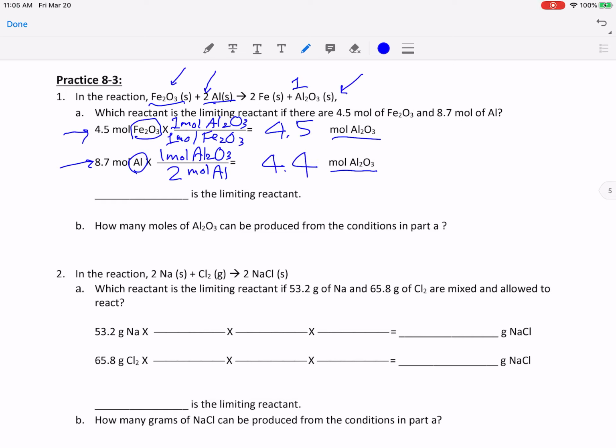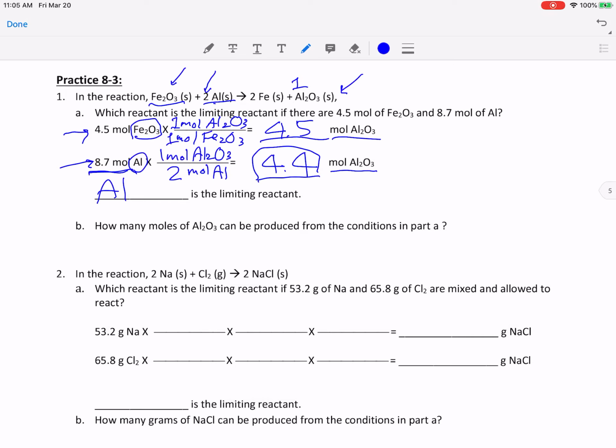So which one is the limiting reactant? You compare these two and pick the smaller one. The one producing the smaller amount is aluminum, actually. So even though the molar amount of aluminum given is bigger, it's actually going to produce a smaller amount of aluminum oxide. So aluminum is the limiting reactant here.